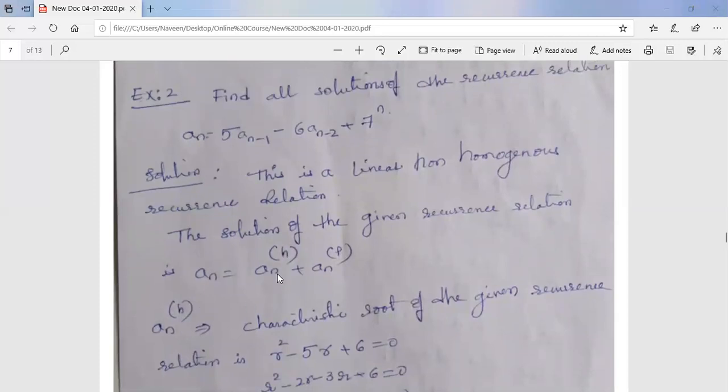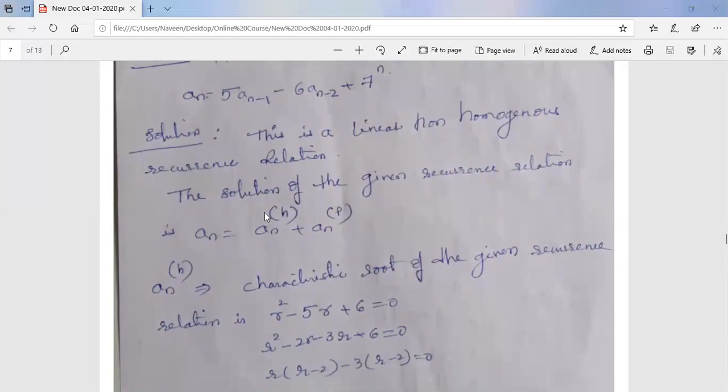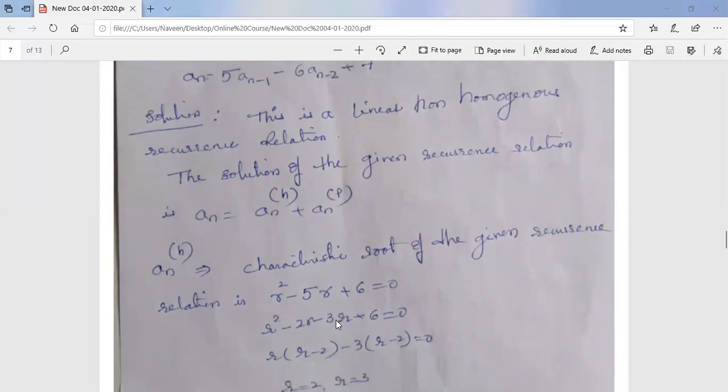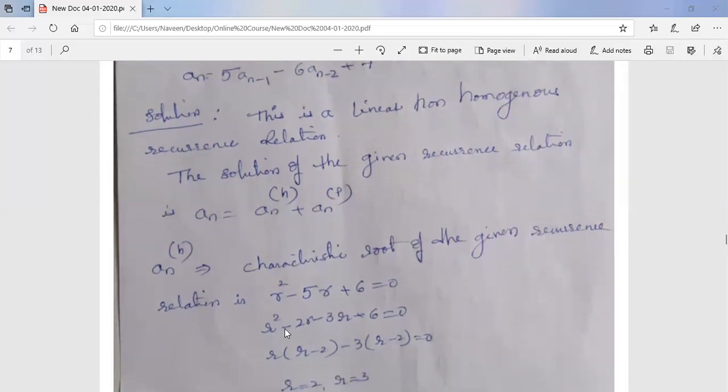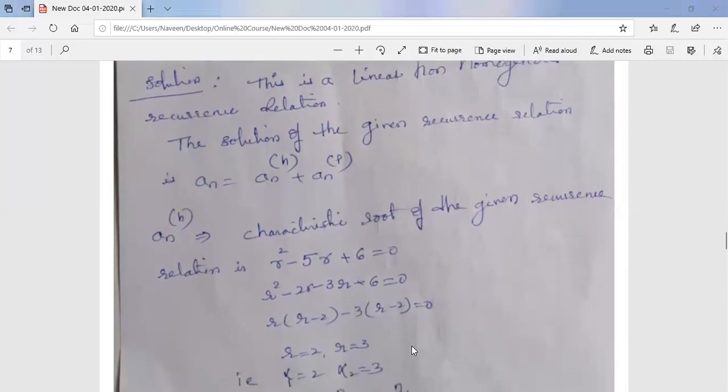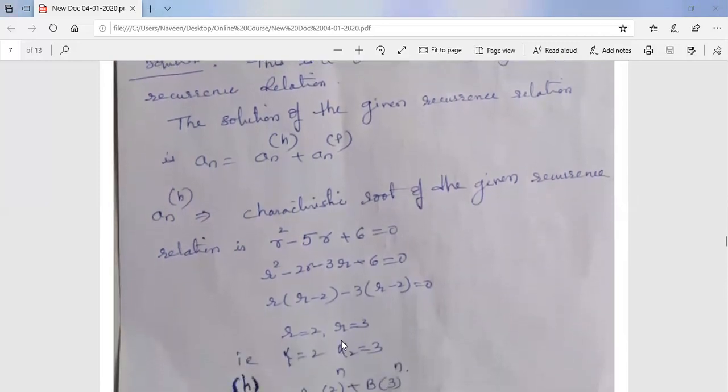To get this solution, you must write down the characteristic equation of the given equation. So it becomes r square minus 5r plus 6 is equal to 0. Find the roots of this equation. r square minus 5r plus 6 can be written as r square minus 2r minus 3r plus 6 is equal to 0. r of (r minus 2) minus 3 of (r minus 2) is equal to 0. So therefore we got two values, 2 and 3.